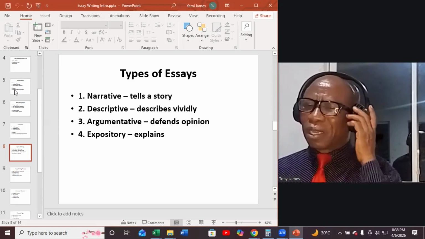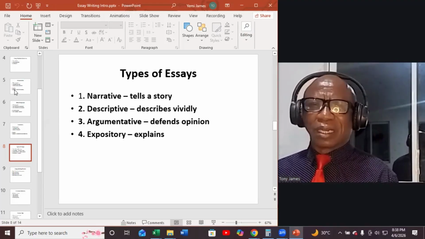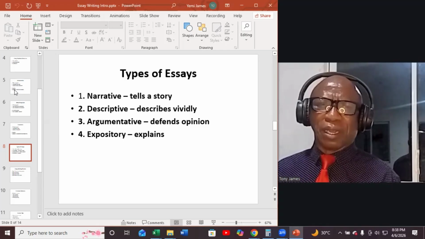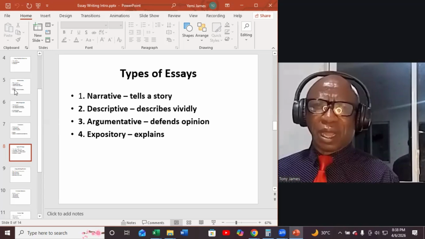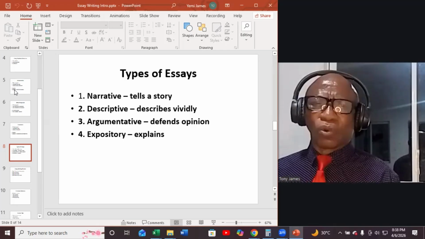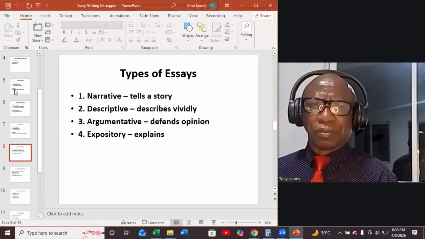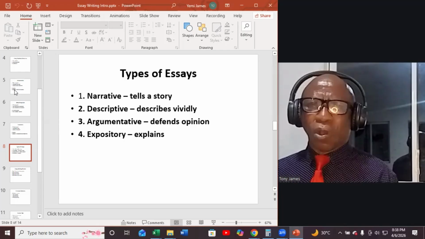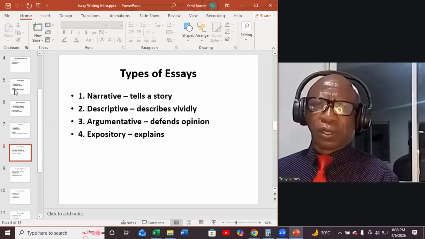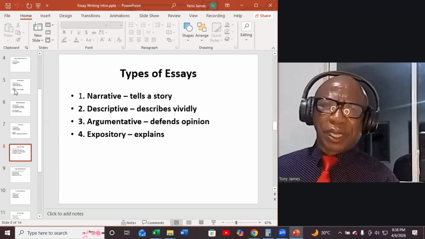Then we talk of the argumentative essay. This is the type of essay that is used to argue a matter. An example of such is the debate competition. In the WAEC exam, you could be asked to write an essay as a representative of your school in a particular debate. A topic will be given. You are now asked to write your contribution, your speech. You could be the mover of the motion. You could be the person speaking against the motion.